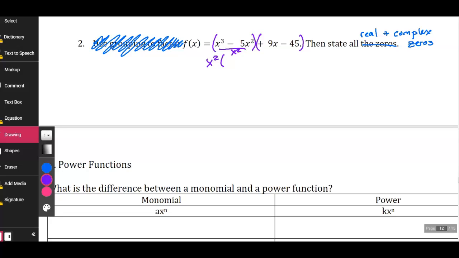So here x cubed divided by x squared leaves me with an x. Negative 5x squared divided by x squared leaves me with a negative 5. And then here I divide the GCF of 9 out of both terms. So I'm dividing 9 out and putting it in front. That's how you deal with GCFs. And I'm left with an x minus 5.